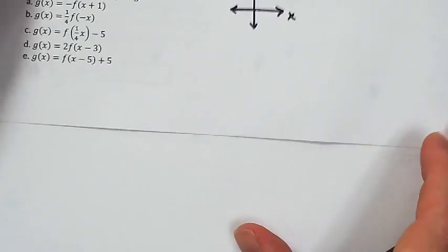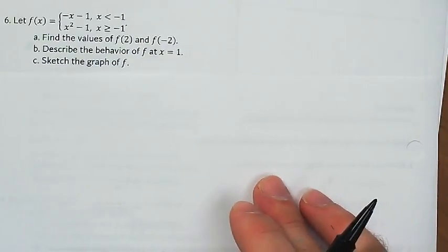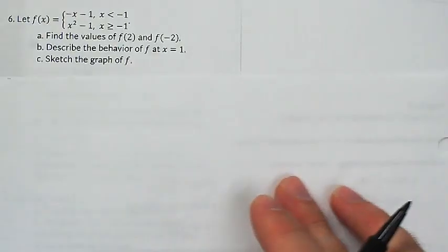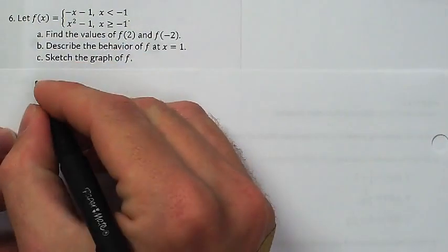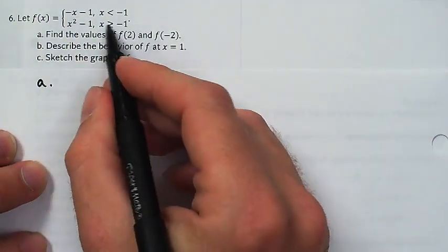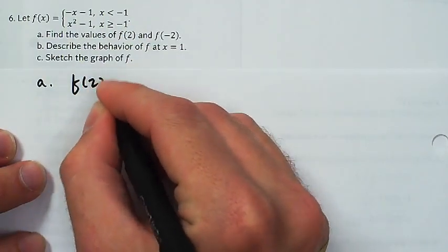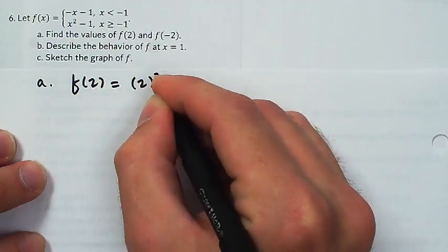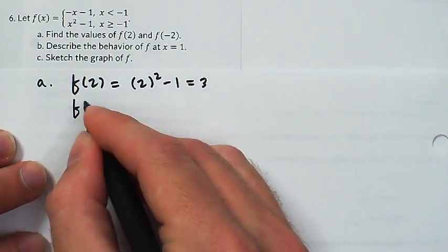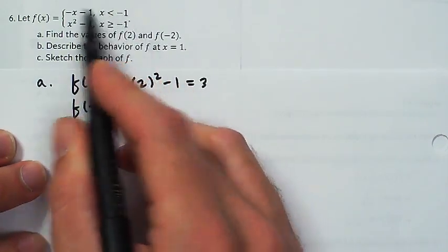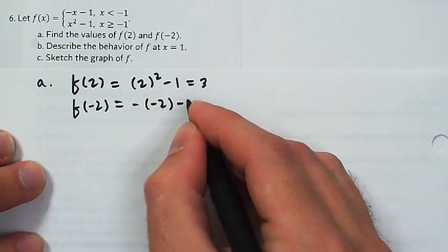Number 6. So f is a piecewise defined function. We're going to find the values of f of 2 and f of negative 2. All right, for f of 2, 2 is bigger than or equal to negative 1, so it's going to follow the quadratic rule. I'm going to say f of 2 equals 2 squared minus 1, and that's going to equal 3. And then f of negative 2, since negative 2 is a number that's less than negative 1, I'm going to follow this rule, which is equal to the negative of negative 2 minus 1.